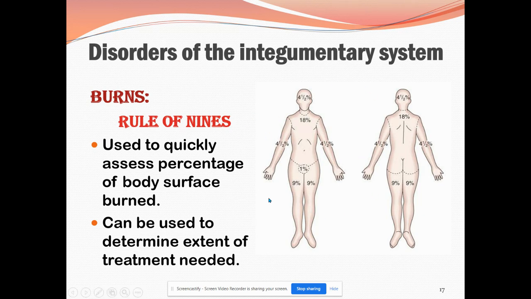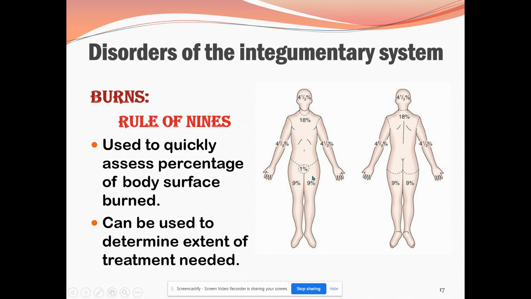But for adults, the entire arm is 9%. So one arm, the front is 4.5, and the back is 4.5. And then the other arm, the front is 4.5, and the back is 4.5. So each entire arm is 9% of the body. So if you have one entire arm, front and back, burned, that's about 9% of their body that was burned. Same for the head. The front is 4.5 and the back is 4.5. So the entire head is 9.